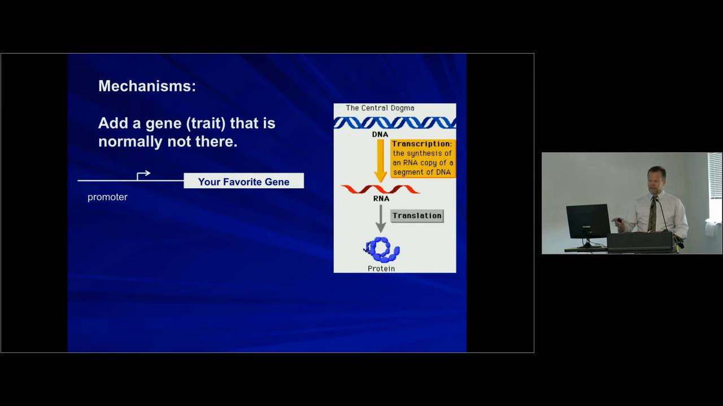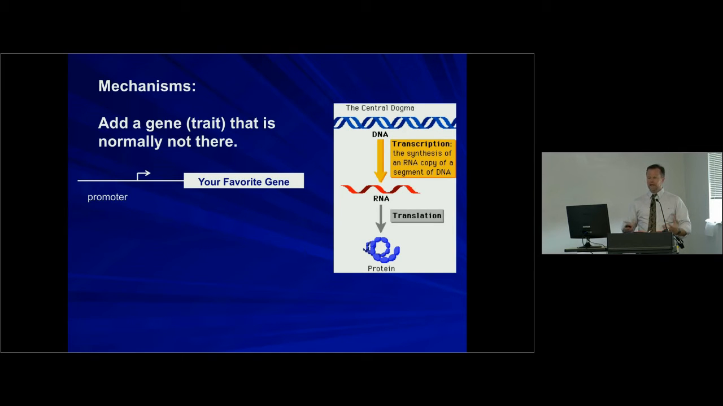But that area before it that says promoter, before that little arrow, that's a regulatory region. It's a region that carries a whole bunch of important DNA sequence that's responsible for turning on your favorite gene, or I should say the gene that's downstream from it, the information that's downstream. In this case, your favorite gene.